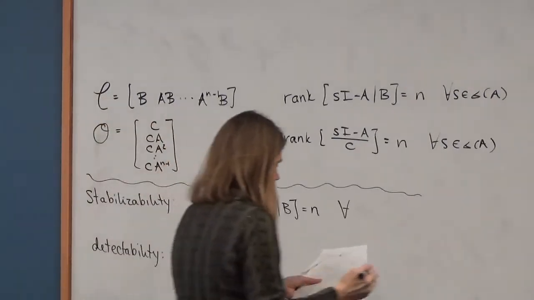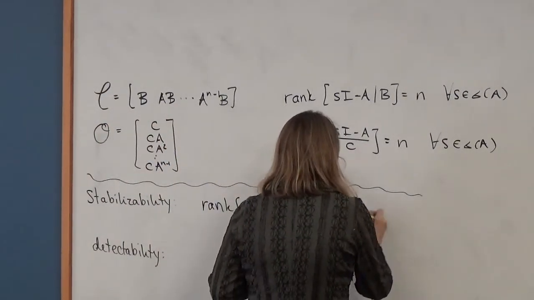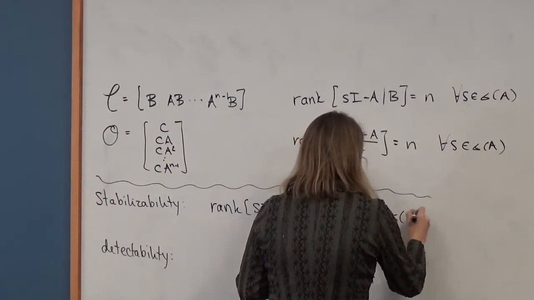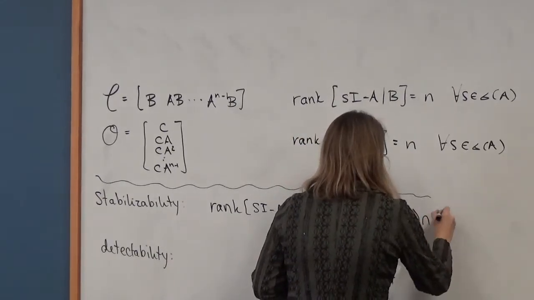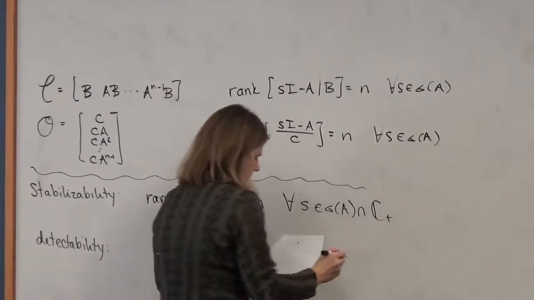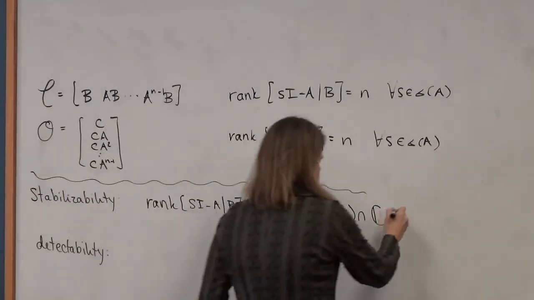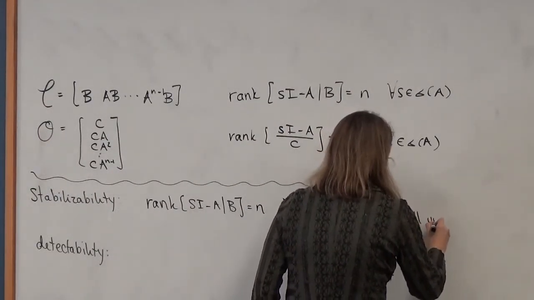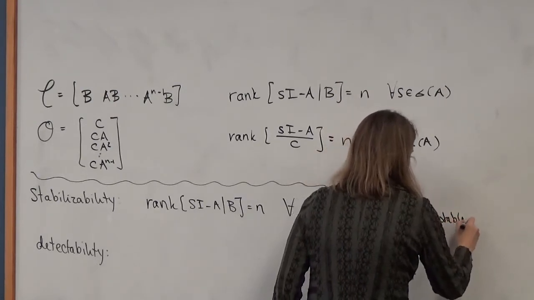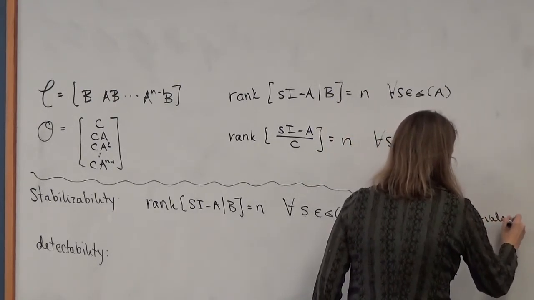All right, so we write that as for all s in the spectrum of A, but not all the spectrum of A, just those that intersect the right half plane. Okay, so these are all unstable eigenvalues.